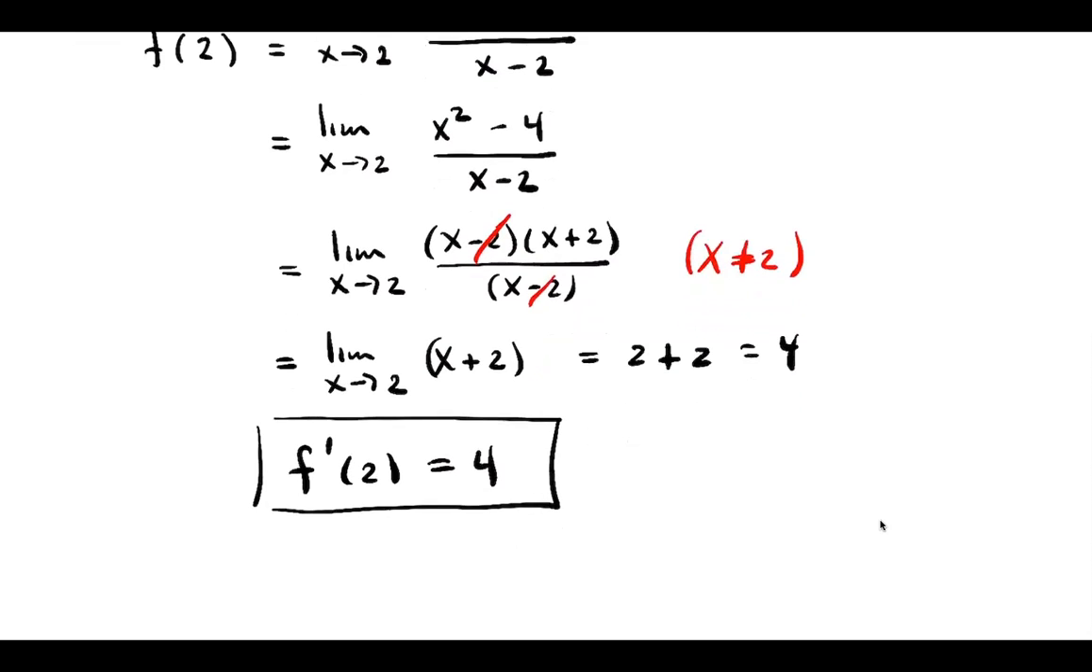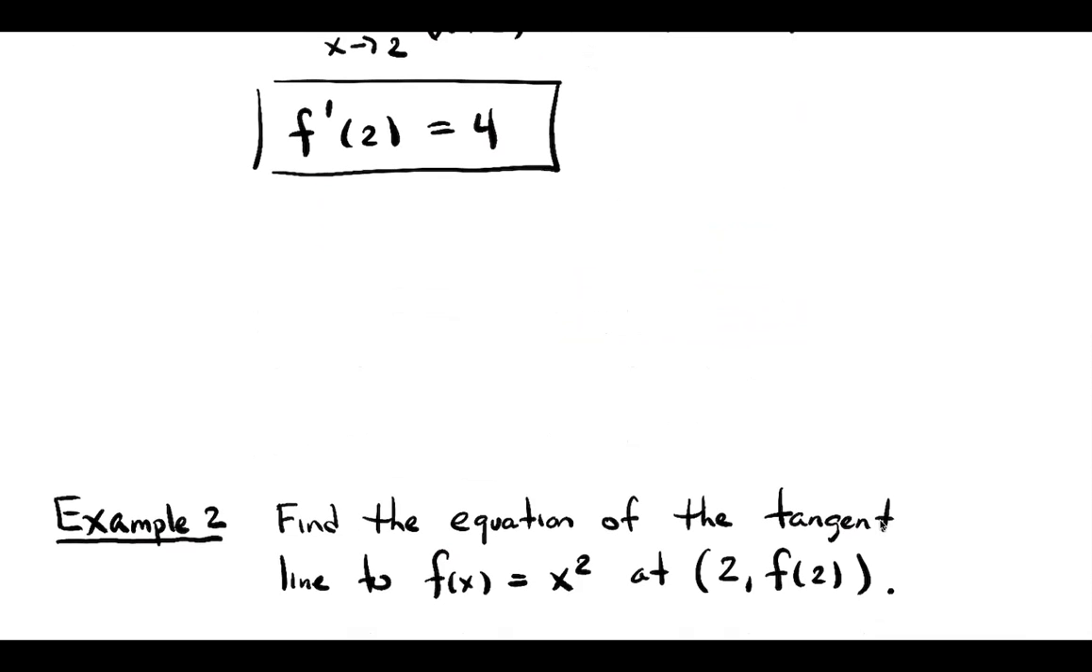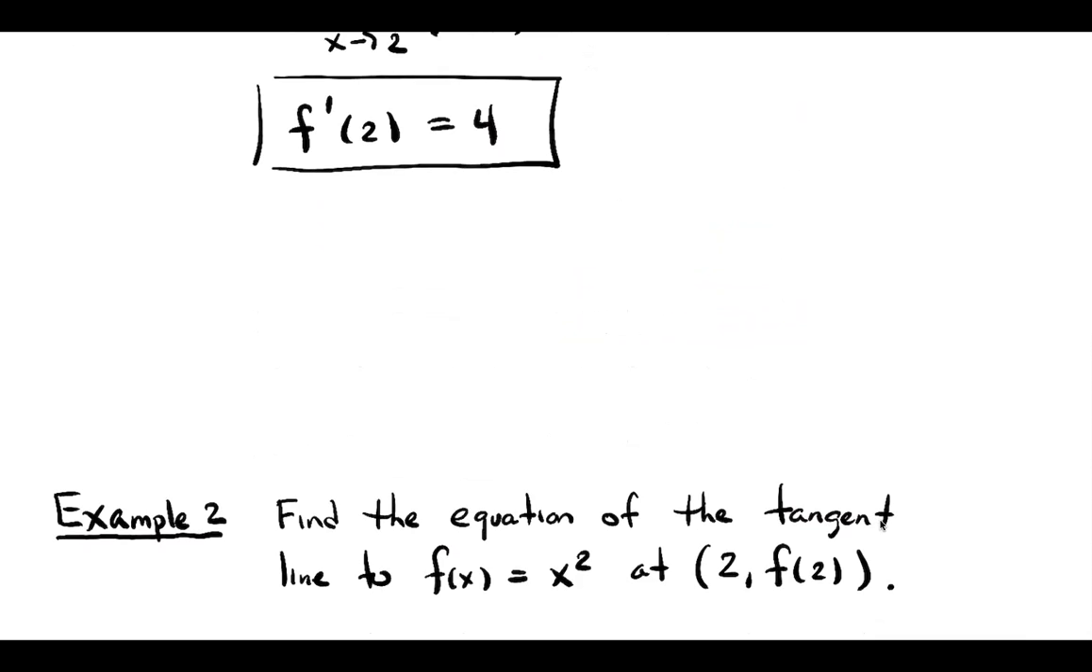Cool. It's kind of a follow-up question, a second example. Can we keep that in mind? The f prime of 2 is 4. My second example is find the equation of the tangent line to f of x equals x squared at the point 2 comma f of 2. So what is the equation of the tangent line? So what do you need to find the equation of a tangent line?